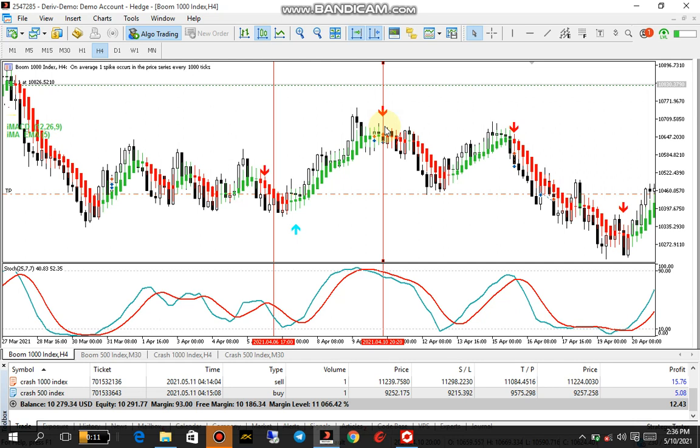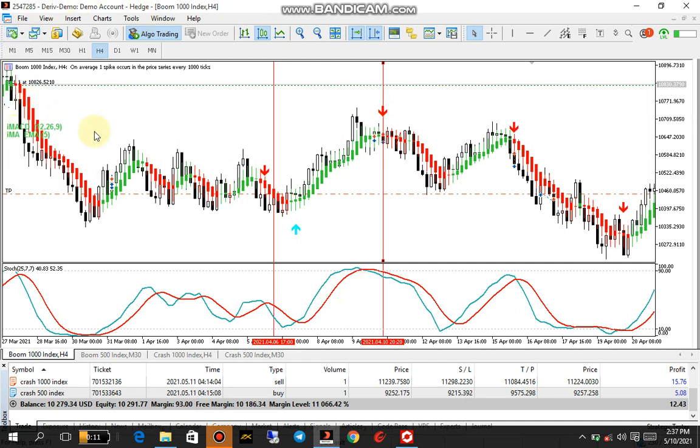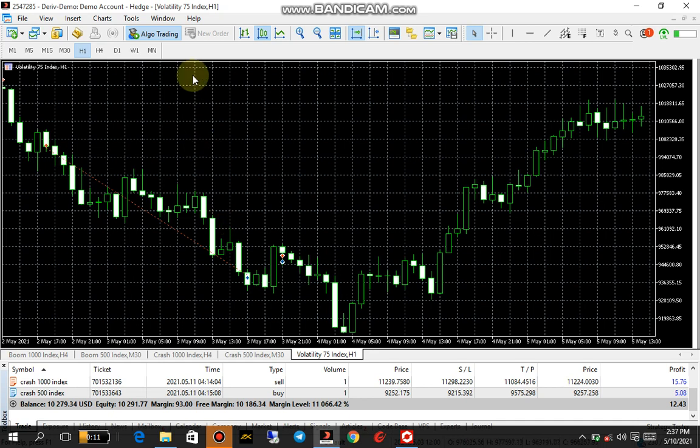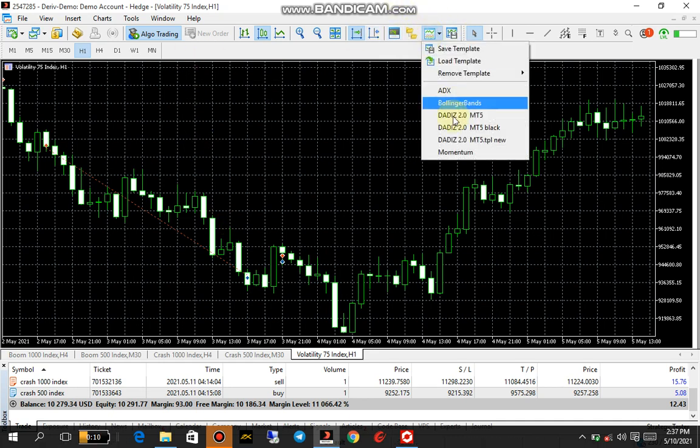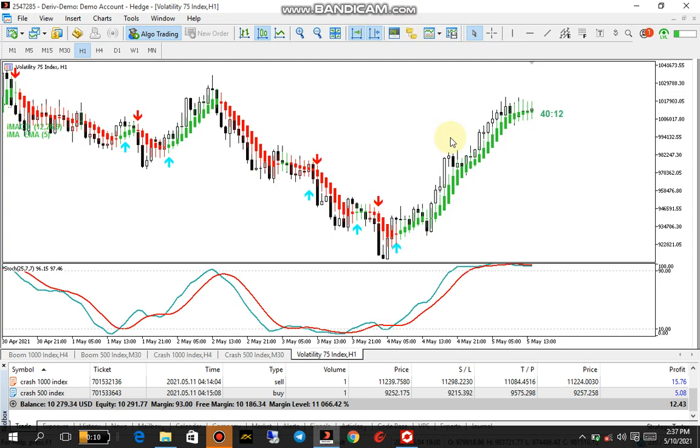So for example, let's say you are trading on the 4 hour time frame. This is for Boom and Crash to be precise, but you can also put it on any other thing. Like yes, you can trade it with Volatility 75. This is the 2.0 MT5 new. So you see how perfect it is. You see how small it is.